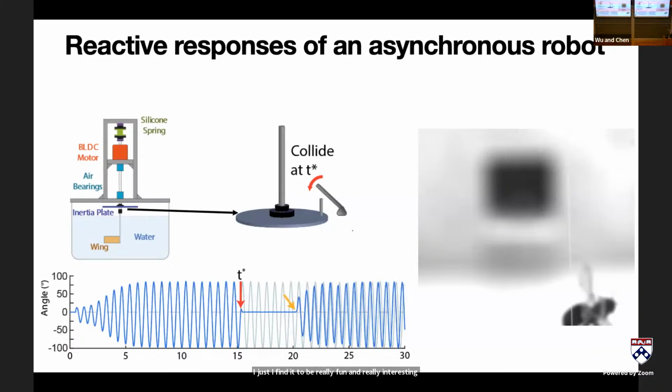So we get this response here. You halt the wing, it stops oscillating, and you get very interesting and unique properties from this that I think have a lot of opportunity for making adaptive, inherently responsive flapping wing systems.